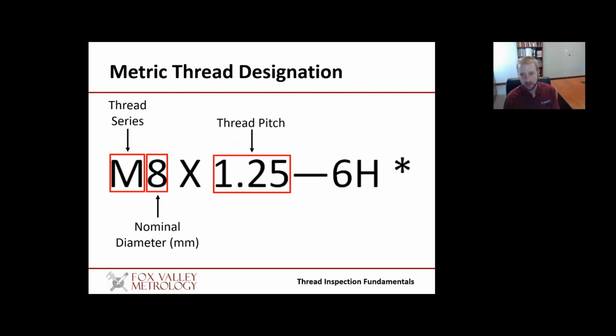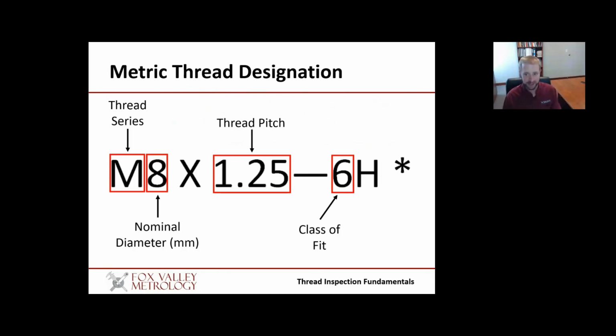And then next up, we have the thread pitch. So this is, of course, the first major variance between the metric system and the imperial system. If you recall, in the imperial system, we called things out as threads per inch. In the metric system, we're calling it out as the thread pitch. And again, the thread pitch is the distance between the same point on two adjacent threads of the thread form. This value is also listed in millimeters.